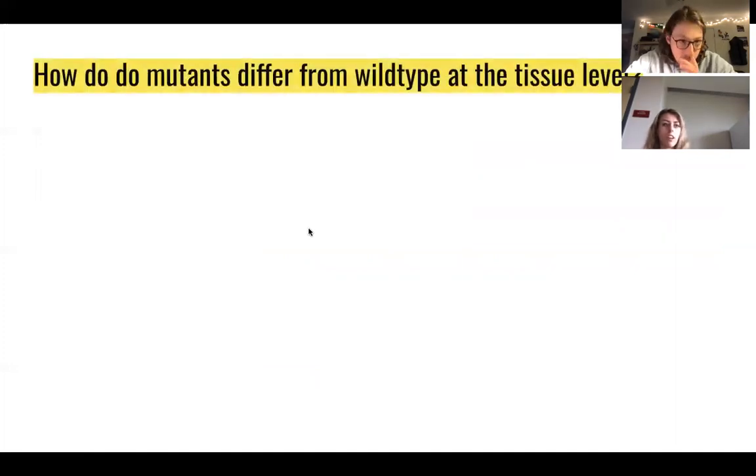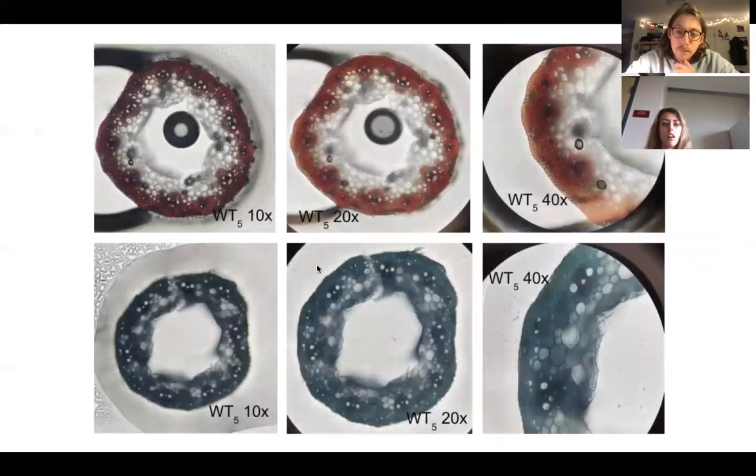And then the last part of our mutant analysis was that we looked to compare the phenotypes of wild type and mutant plants. We used thin cross sections of the first internode and stained them with pHCl and T blue stains. These are all of the wild type plants which show intense red and blue color.